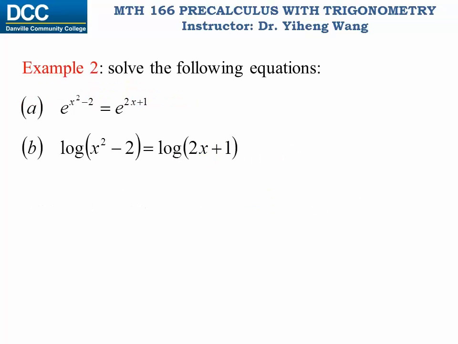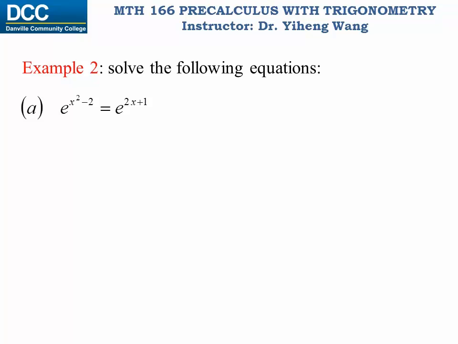So let's apply the one-to-one property to solve these two equations. Notice that there's a similarity between these two equations. Think about it when you follow the video. Let's look at this equation. On the left-hand side, we have e to the power of x squared minus 2. On the right-hand side, we have e to the power of 2x plus 1.